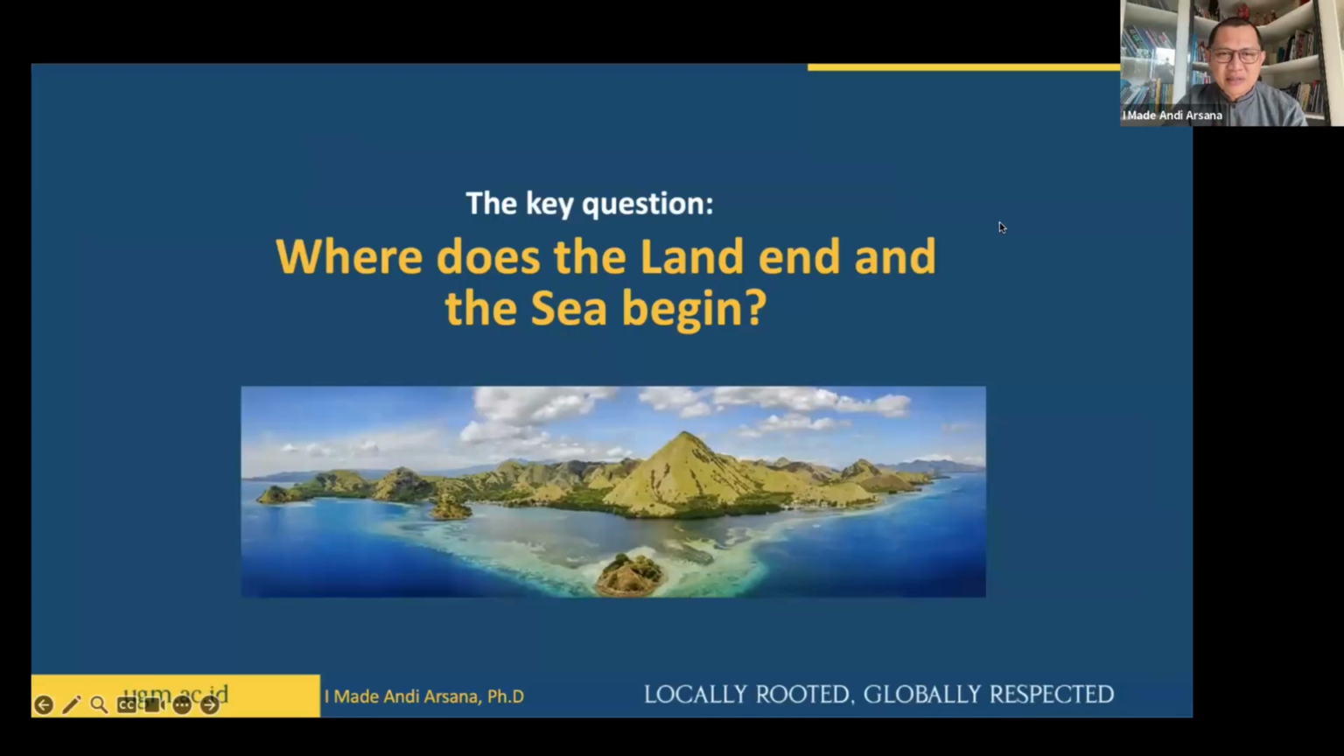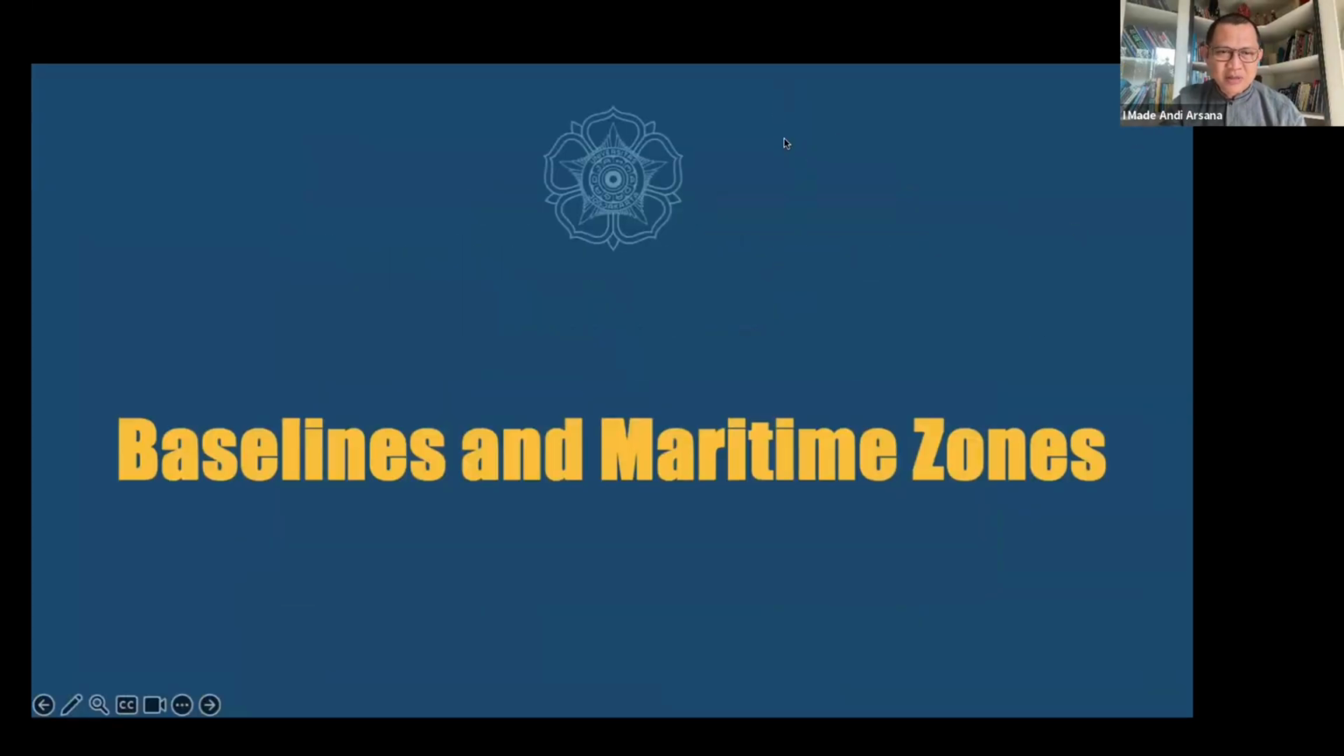Now the key question is actually, where does the land end and the sea begin? If you talk about the land and the ocean, of course there is a limit, there is a border between them, right? So where does the land end and the sea begin? This is what we call the baseline. Now this is what we are going to talk about: baselines and maritime zones.